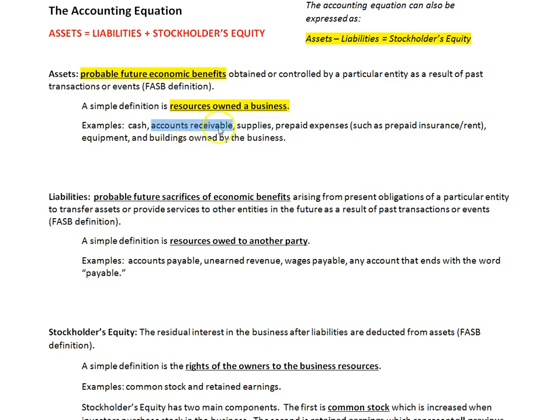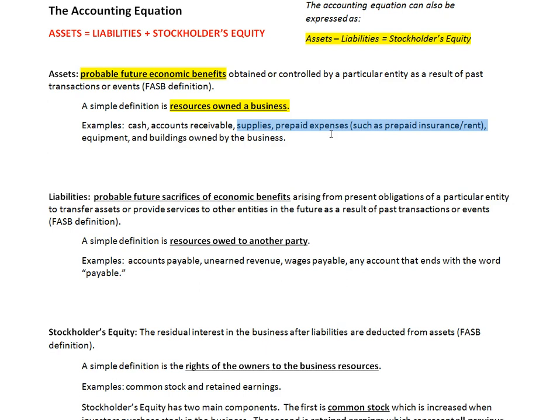But that's what it is, when somebody else owes the business money. Supplies, these are just supplies we have purchased and have not used up, so they're an asset. We see other prepaid expenses here, such as prepaid insurance, prepaid rent. Even supplies are a prepaid expense. These all fall into that category. Prepaid expenses, such as prepaid insurance or rent, are assets when we buy them, but they become expenses as we use them up. Let's take an example.